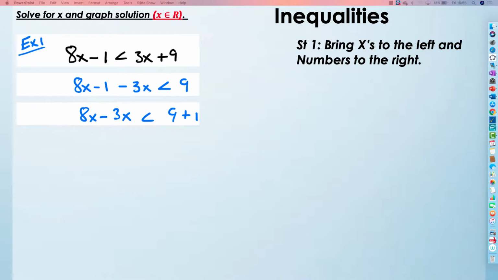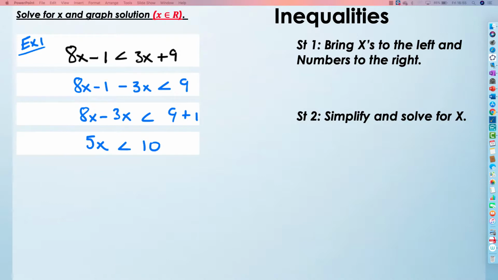What's 8x minus 3x? 5x. What's 9 plus 1? 10. 5x less than 10, divided across by 5. X is less than 2. The sign never flips because it's just a regular 5, isn't it? It only ever flips if it's negative. Now, that's it solved. This is going for 10 marks, you get 7 out of 10 for that. You'll also be asked this.